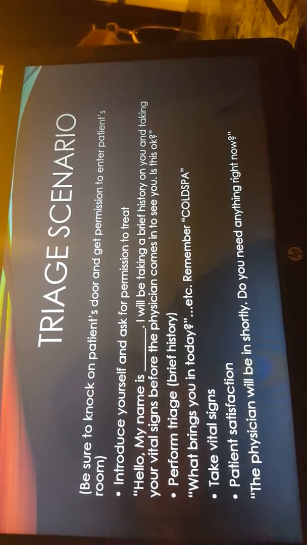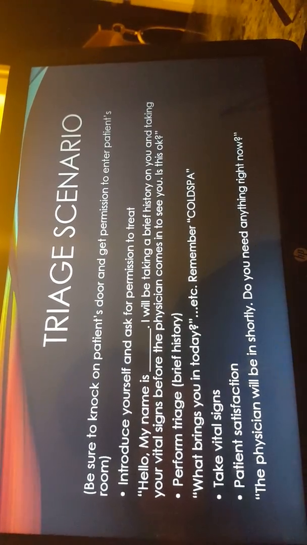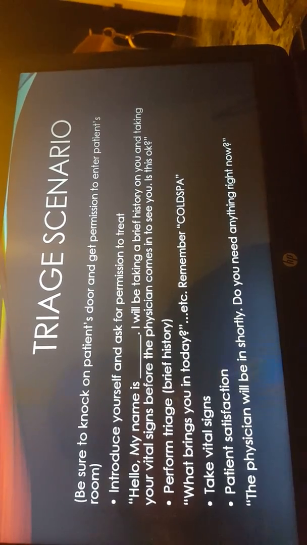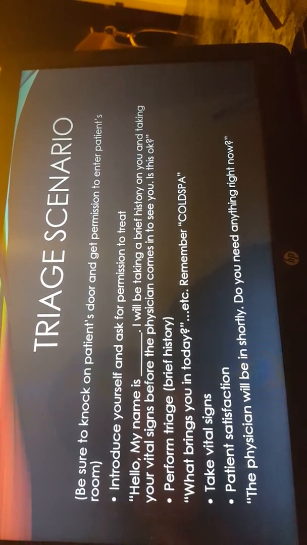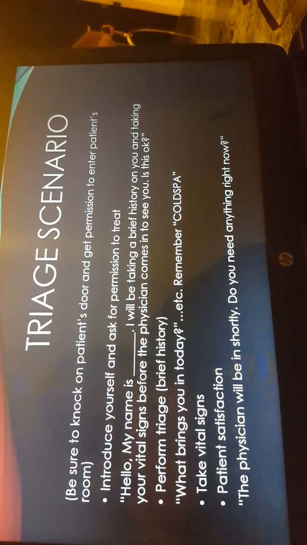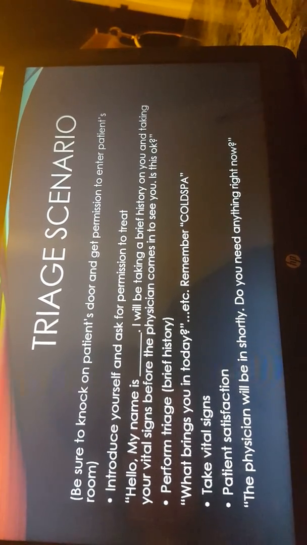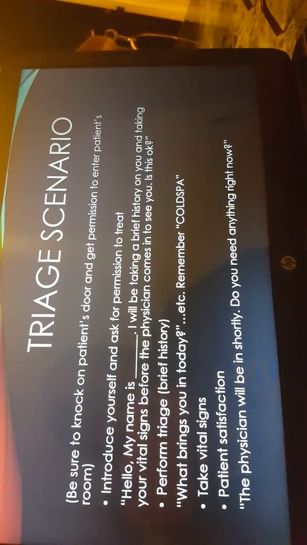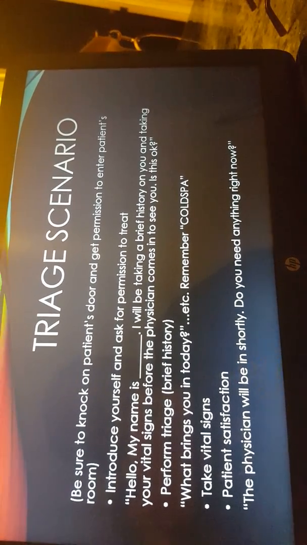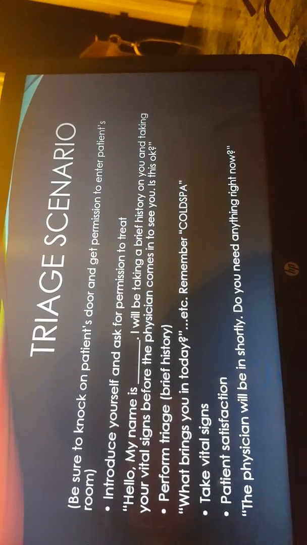I just put a little statement there describing how you would do that. After you get permission, you're going to perform your triage, gather your history, remember the code SPA. You take your vital signs, and after you finish triaging your patient, make sure your patient is satisfied before you leave the room. Let them know that the doctor will be in shortly. Ask them, do they need anything? This is just my little scenario I put here.